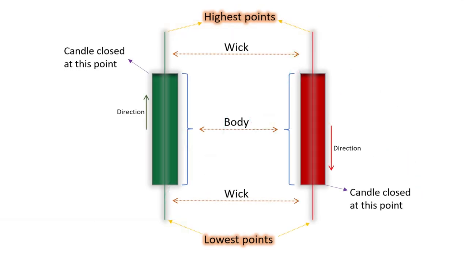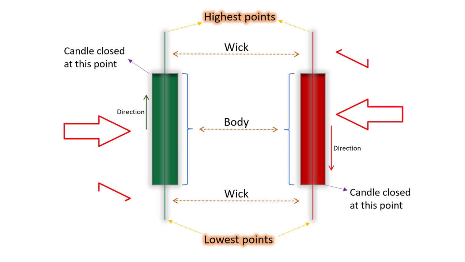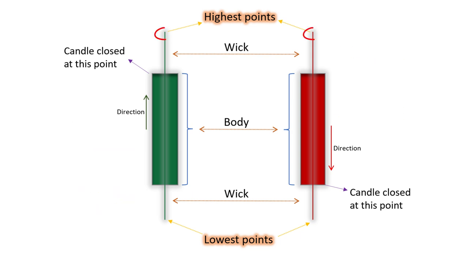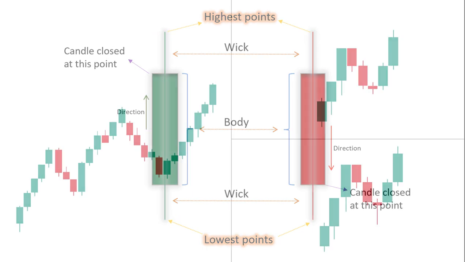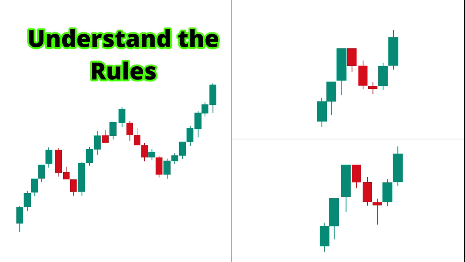Before we start marking the structure, let's get one thing clear. Everything begins with a single candlestick. Each candle has two main parts, the body and the wicks. The top of the wick marks the highest price the market reached during that time. The bottom of the wick marks the lowest price. Let's first understand the rules.